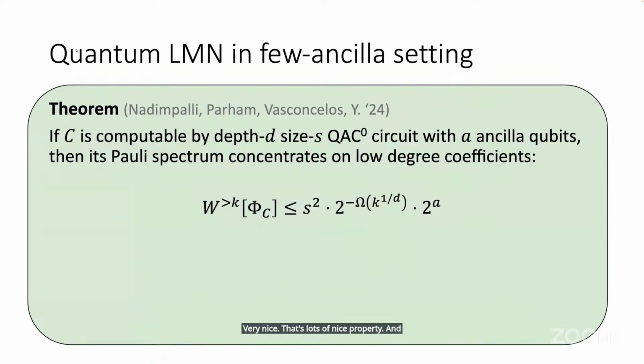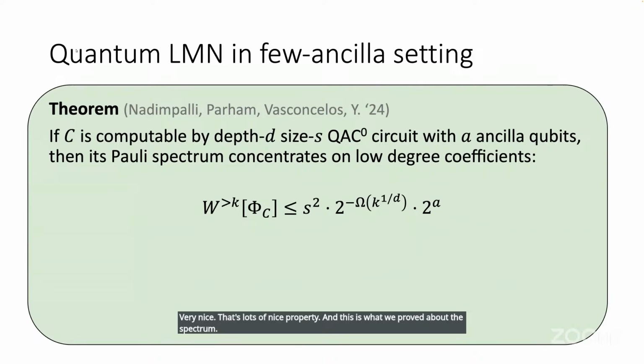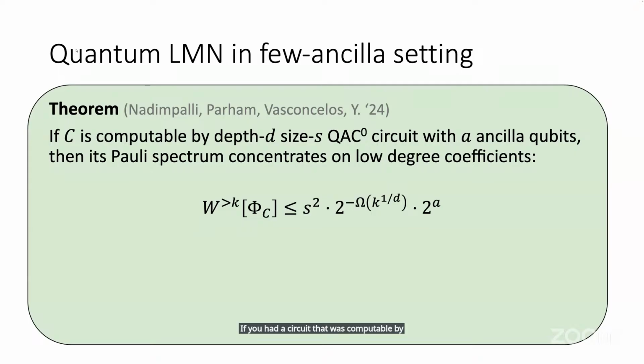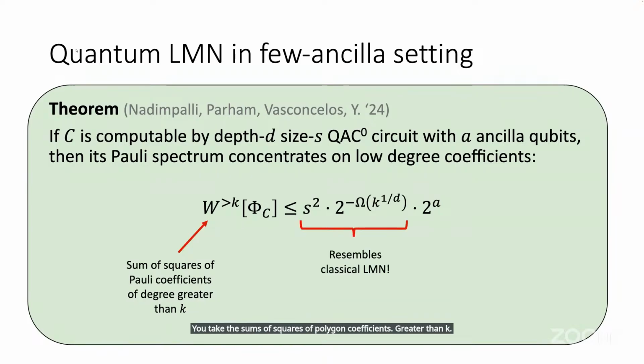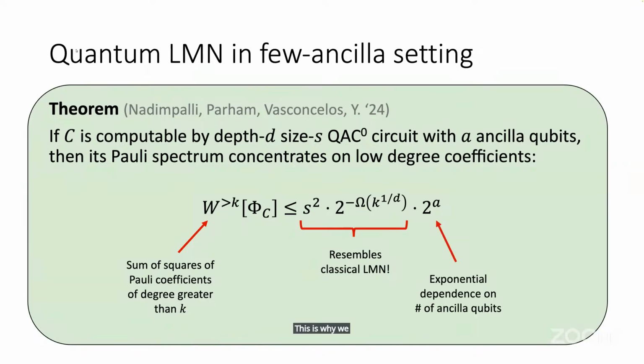And this is what we proved about the spectrum. If you had a circuit computable by a depth d, size s QAC0 circuit with a ancilla qubits, you also get this spectral concentration. It should look pretty similar, but with a few differences. Again, what is this weight? You take the sums of squares of Pauli coefficients at degree greater than k. This part should resemble the classical LMN: you get this exponential decay in the level. What is this 2 to the a doing? This is why we have this restriction. Some unfortunate exponential dependence on it. If you use lots of workspace qubits, this blows up this quantity.